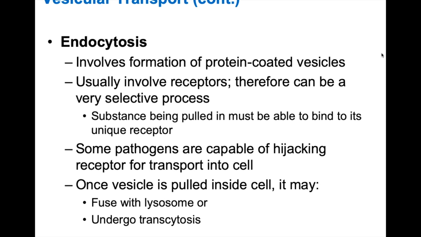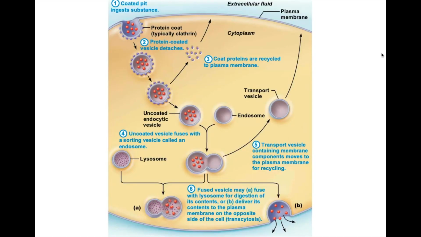They disguise themselves as something that's helpful. So our cells are like, oh yeah, man, come on in. And then it's like, psych, I'm going to kill you. That's what happens. Okay. Once the vesicle is pulled into the cell, it can do one of two things. It can go under transcytosis, which just means it's going to travel through the cell and out the other side, or it can fuse with a lysosome. And remember that the lysosome is like the little stomach of a cell. It's going to digest that vesicle because it's full of hydrolytic enzymes that are going to break down whatever they touch.